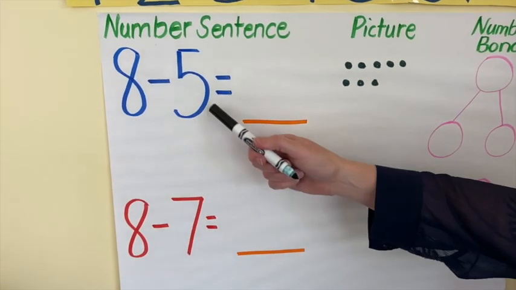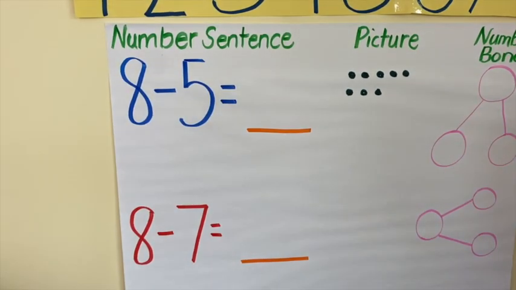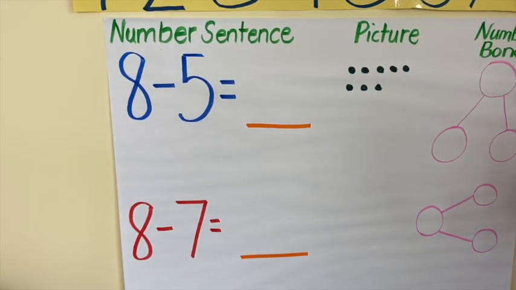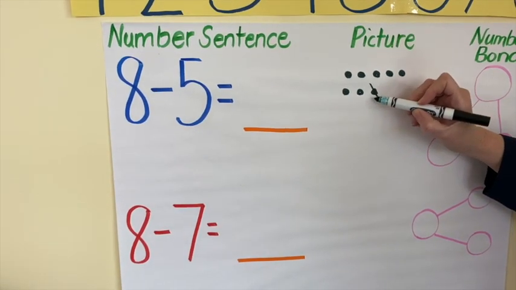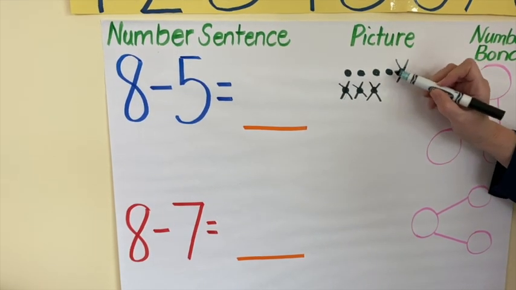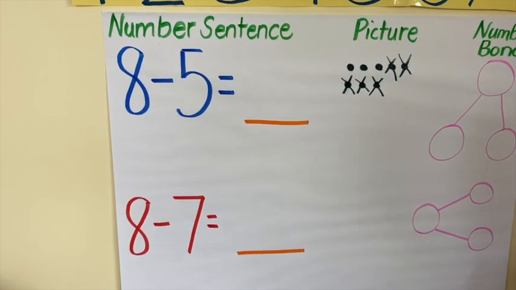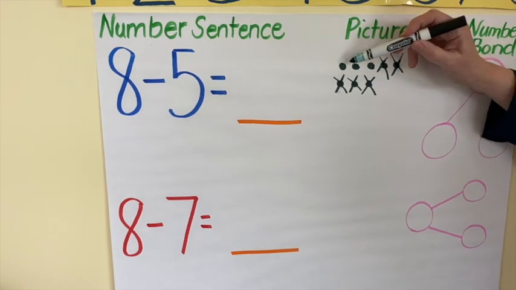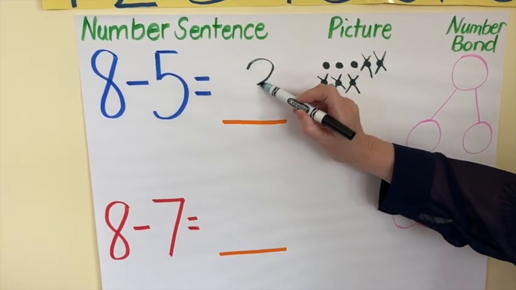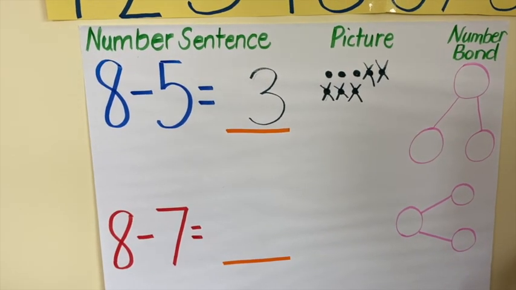My number sentence says I have to take away 5. So we talked about it last week. Think to yourself, how would you take away 5 on paper? Remember, we talked about you can't grab it. You need to cross it off. Cross off 5. 1, 2, 3, 4, 5. How many are left? How many dots have not been X'd out? 1, 2, 3. There's my answer. 8 take away 5 equals 3.